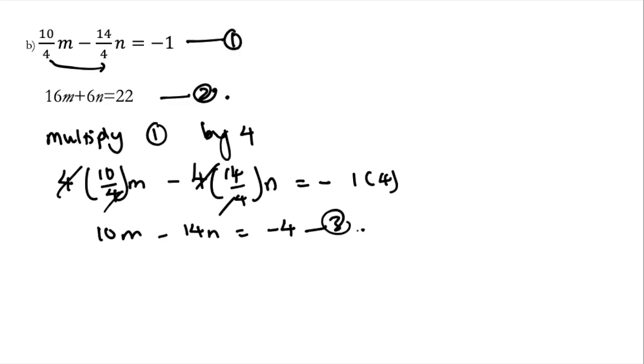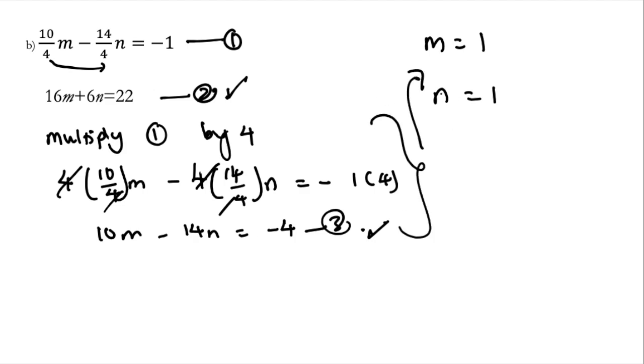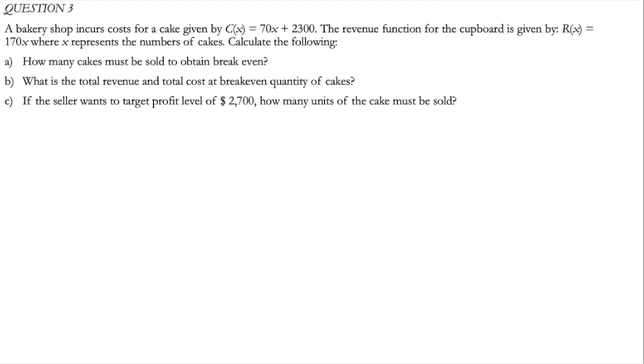So we call this equation 3. So now we can work with equation 2 and equation 3. You do it on your own until you get m equivalent to 1 and n equivalent to 1. Try to do the calculation until you get m equivalent to 1 and also n equivalent to 1. Okay, now let's move to the next question of the midterm exam, which is question number 3.